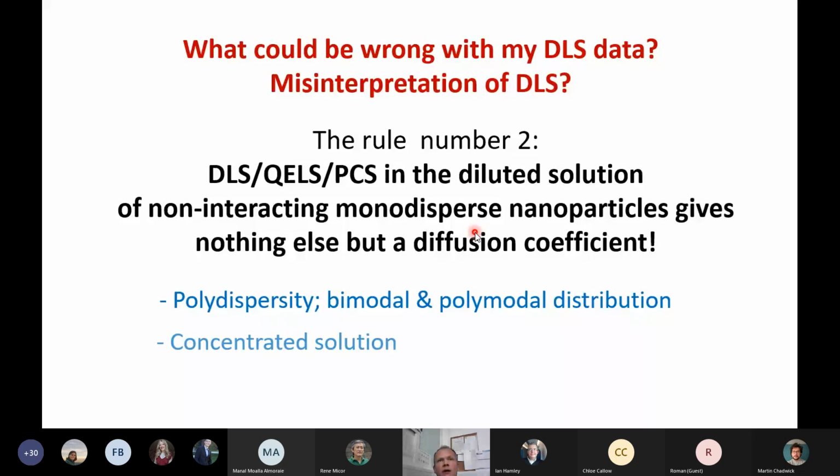It's also possible that the concentration of your proteins is very high, and you can't regard the solution as diluted anymore. And your particles, your proteins, your emulsions could be charged. Charges bring additional difficulty to the interpretation of dynamic light scattering. All three situations make life very complicated from the point of view of interpretation.